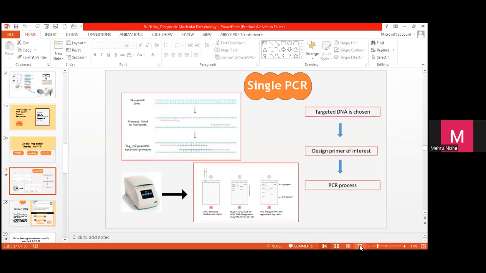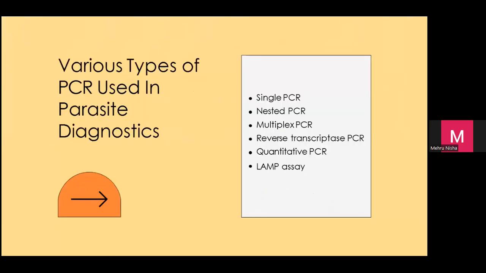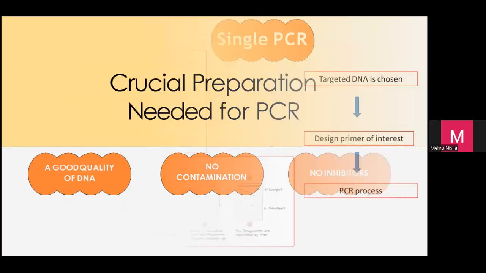Okay, we'll continue now, students. Okay, so we shall continue. Okay, so as I said, kita ada beberapa jenis PCR, single, nested, multiplex, reverse transcriptase, quantitative, and LAM assay. Jadi kita akan tengok one by one lah, what is the different session of this technique dan kegunaan dia di bidang parasite. Okay, this one I explain.